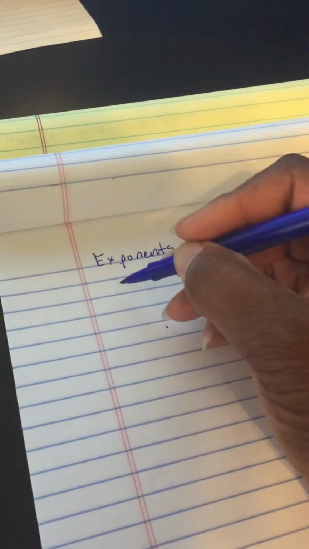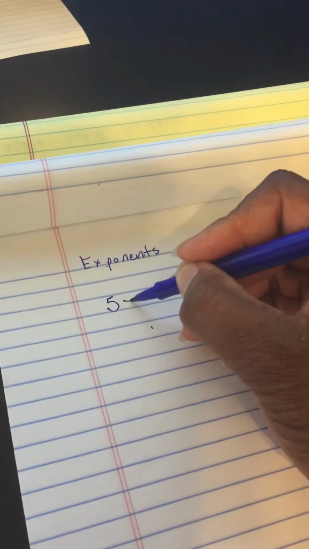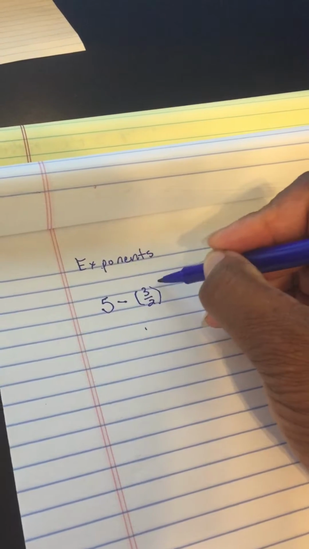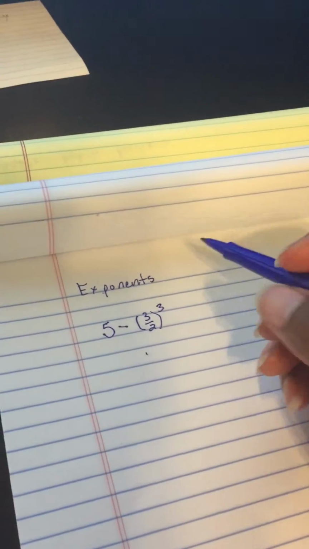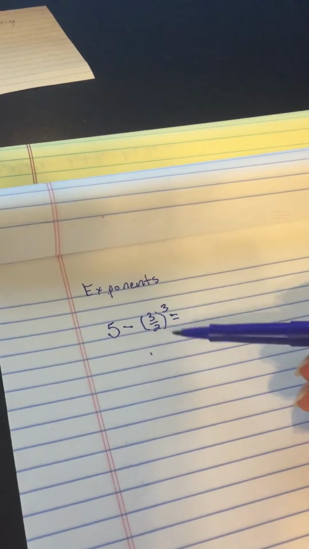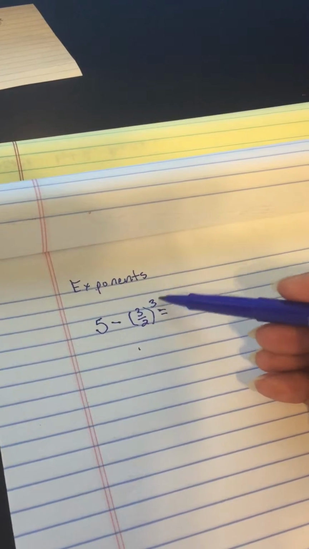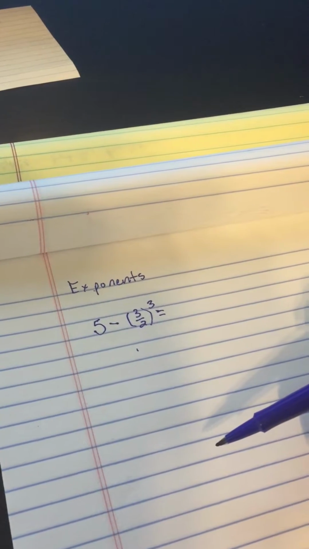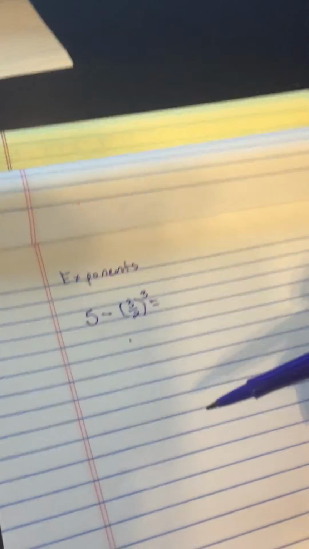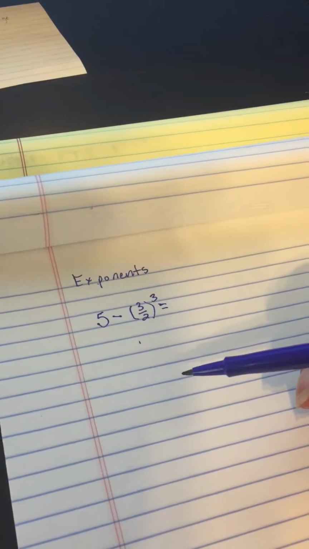So the problem went like this. It was 5 minus, so you can see how the problem is set up. We had to solve 5 minus 3 over 2 with the exponent of 3 outside of the parentheses. So anytime you're working with a problem that has parentheses, you want to solve what's in the parentheses first.